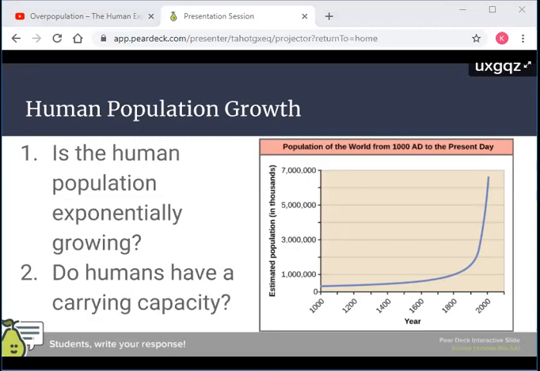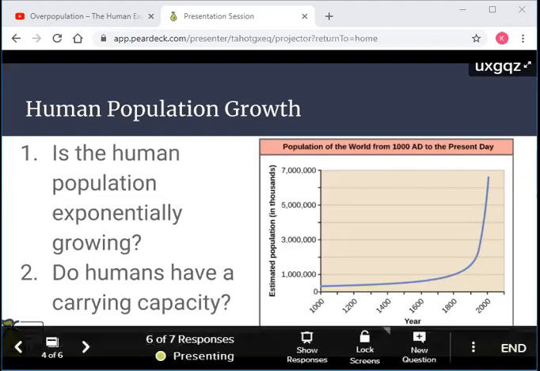So a lot of you guys are saying that we are definitely growing exponentially or still pretty quickly. Good. And then some of you are saying that, yeah, we do have a carrying capacity. And some people are saying, I think we have reached it. Some people are saying that we haven't reached it yet. And I love to see that you guys are really thinking about it and wondering, well, have we or have we not?